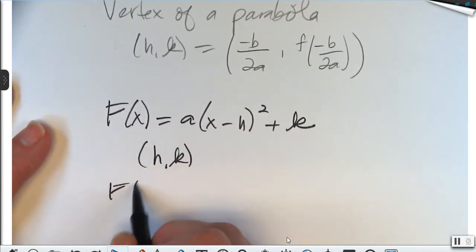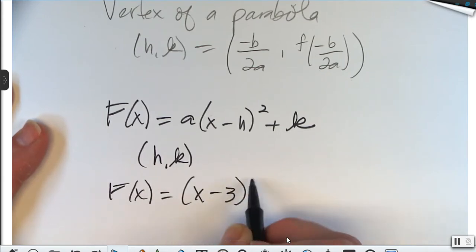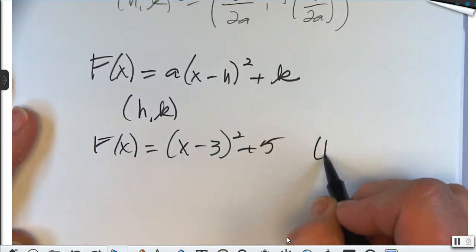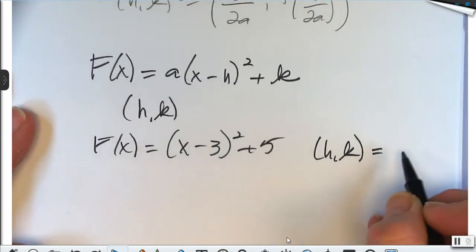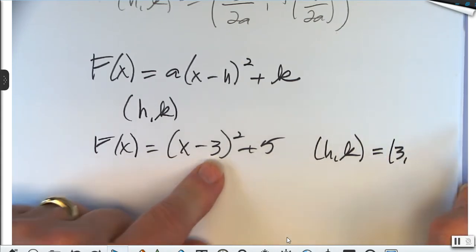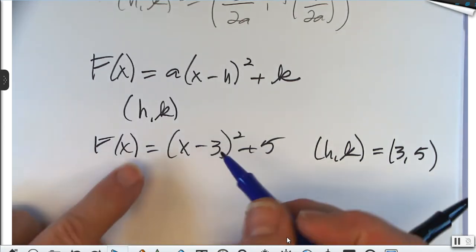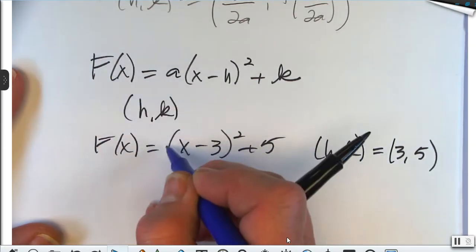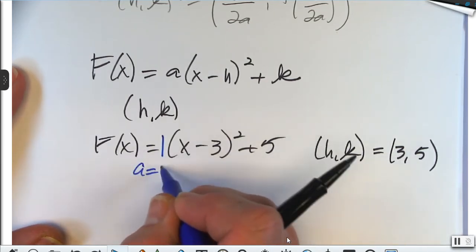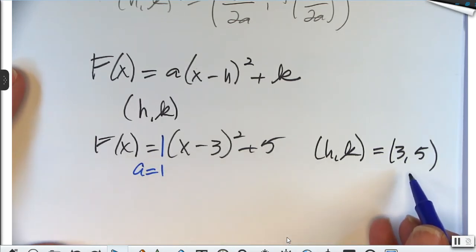So for instance, if I gave you an equation that looked like this, say x minus 3 squared plus 5. So if we were looking at this and you say, well, where the heck is the vertex? This is x minus h. So h is going to have to be 3, k is going to have to be 5. Now, to figure out which way this is opening, if it looks like there's no coefficient here, we always know that we have that invisible 1. a is equal to 1. It's going to be opening upward. But we can tell right away where the vertex is.